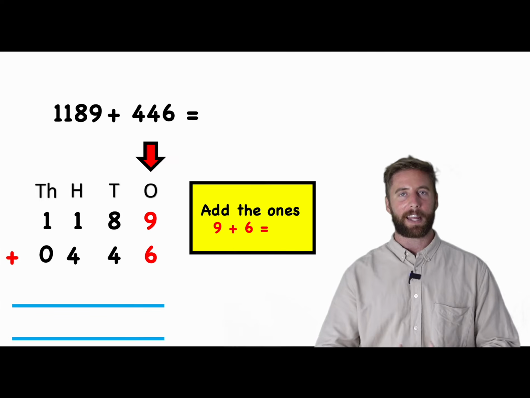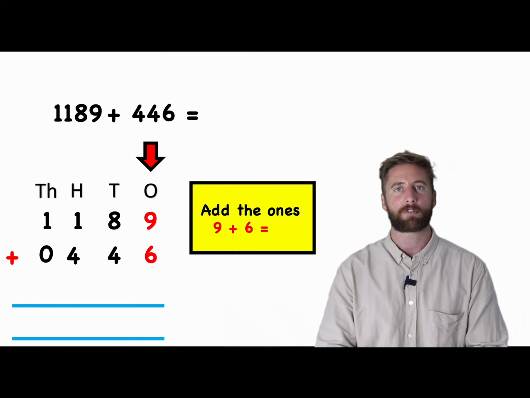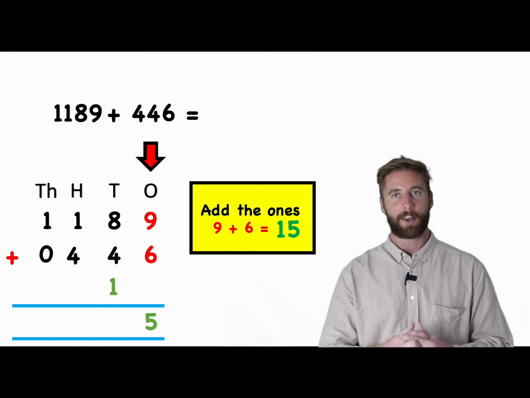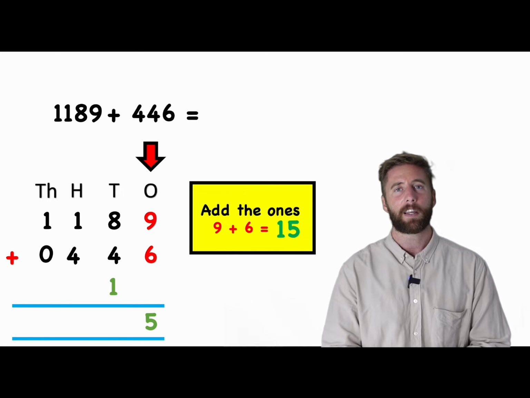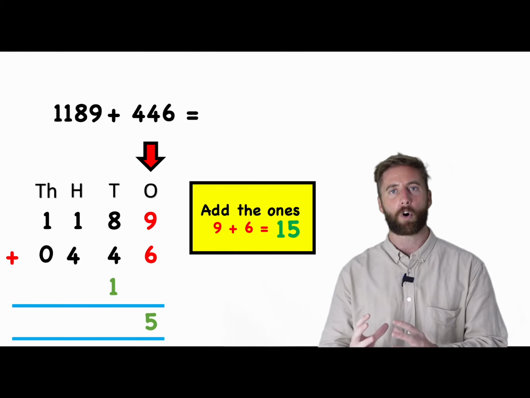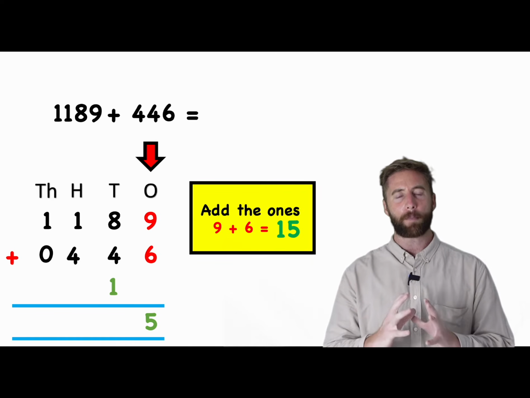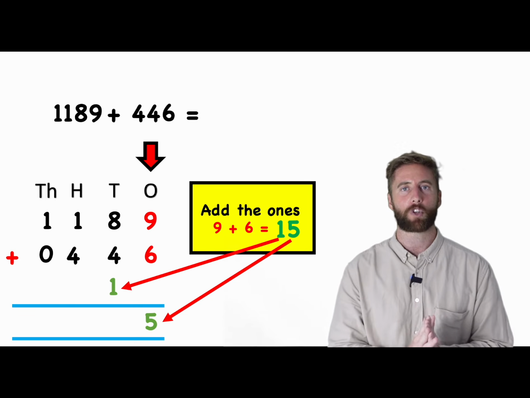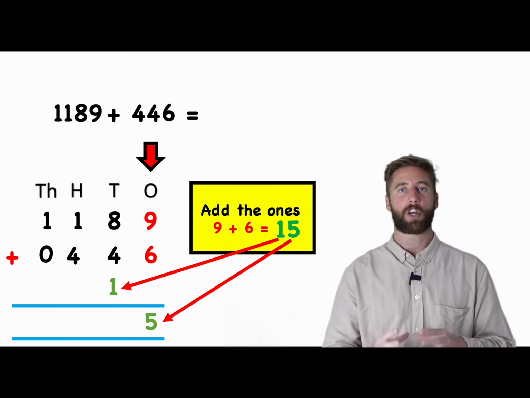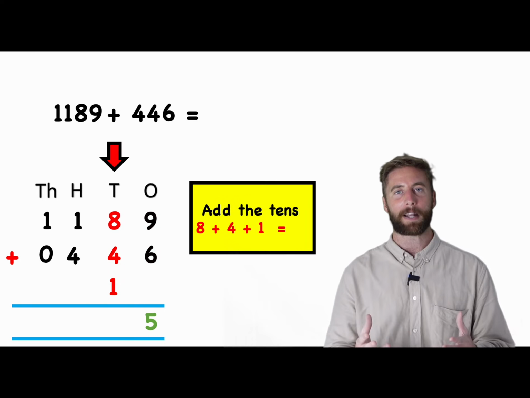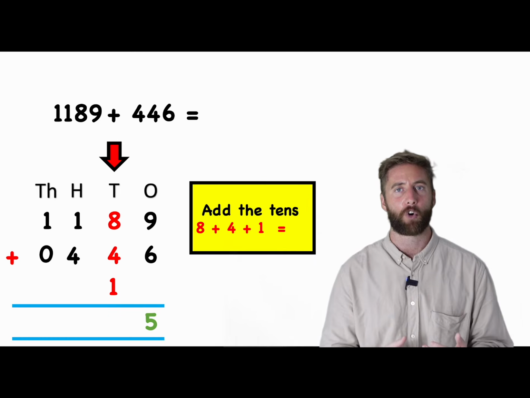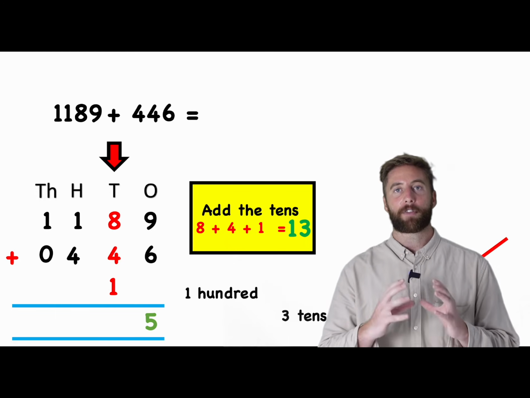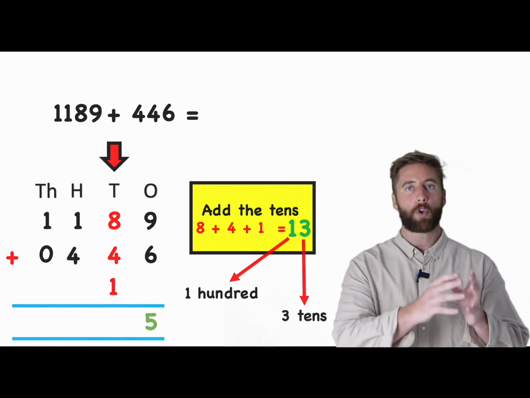Now I'm ready to begin. And let's start from our smallest value, just like normal. And I have 9 plus 6. 9 plus 6 is 15, which is actually 5 ones and 1 10. So I can put my 5 ones in the ones column, and I'm going to carry my 1 10 into the tens column. Now in my tens column I have 8, a 4 and a 1. 8, 4 and 1 is 13. Therefore I have 3 tens and 1 100.